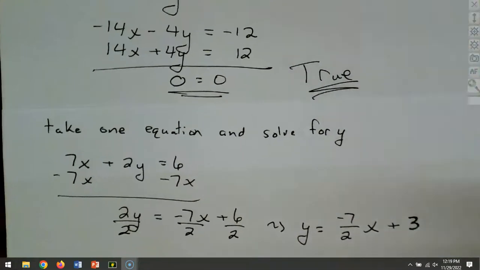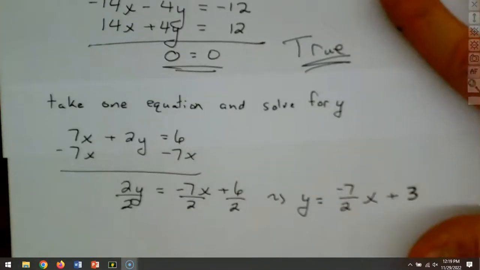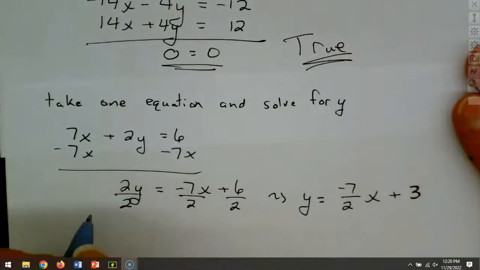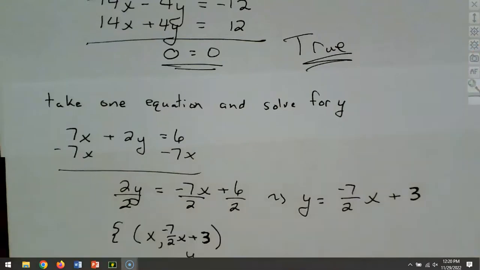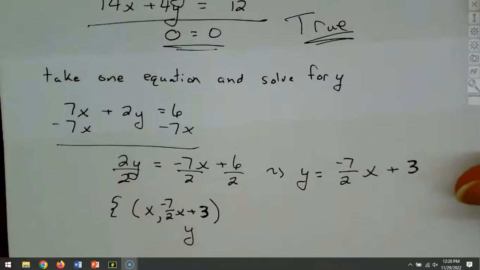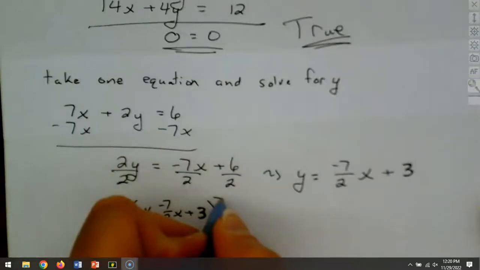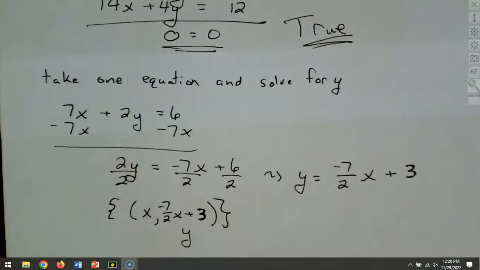How do we express our answer? This is just a different way of writing the answer. The way we write our answer is we write it as a curly bracket, x, and then what did we find y to be? y was -7/2 x + 3. So that's all we had to do, take it and solve it for y, and that becomes the y component of your ordered pair. We need a curly bracket there. So your answer would look like this.